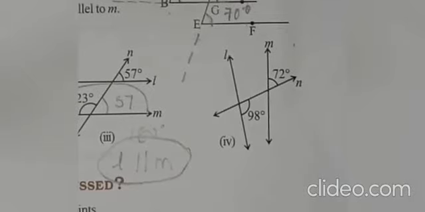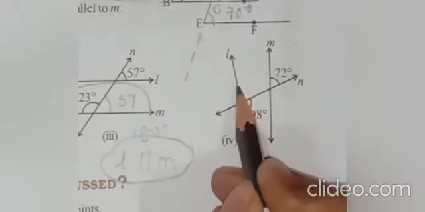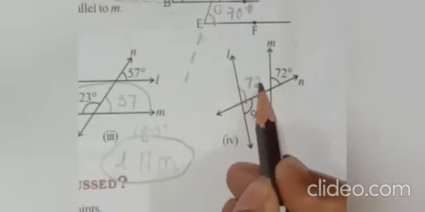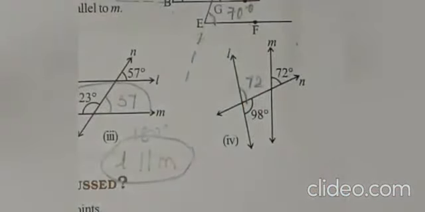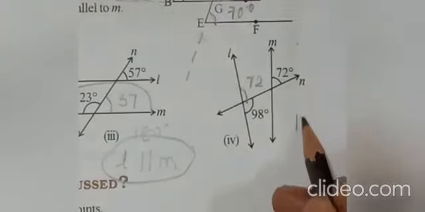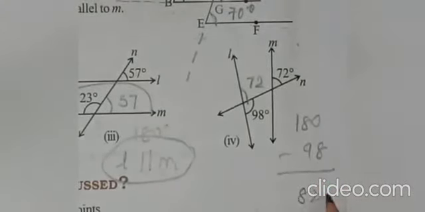Question number 4 here, 72 degrees is given. By the corresponding angle property, we have 72 degrees here on the line L. As a linear pair of angles, the total is 180 degrees. So when we subtract 98 degrees from 180 degrees, let us subtract: 180 minus 98 comes to 82.